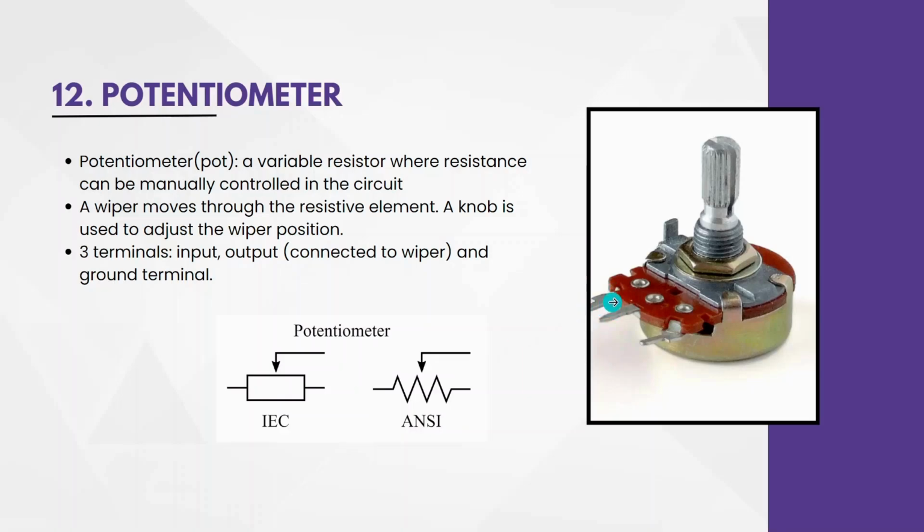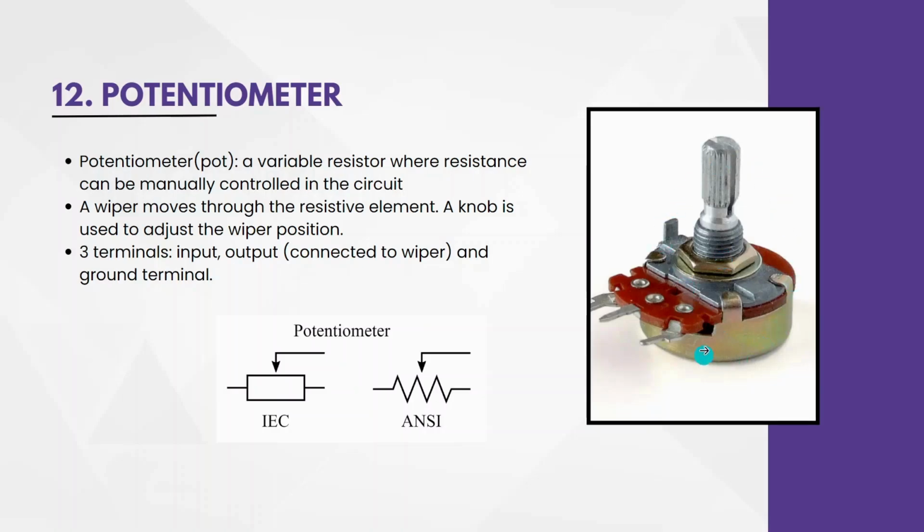One is called the input terminal, to which we supply the input voltage. Another terminal is called the output terminal or the signal terminal. This is connected to a wiper, and I can change the resistance value using this knob here. It is a rotating knob, and as I rotate it, the resistance of this potentiometer changes, which means to a circuit, this potentiometer will offer the amount of resistance that I decide by varying this knob. The last terminal is known as the ground terminal, which is connected to ground. This is all a potentiometer does.